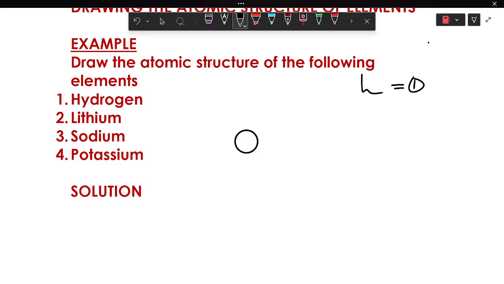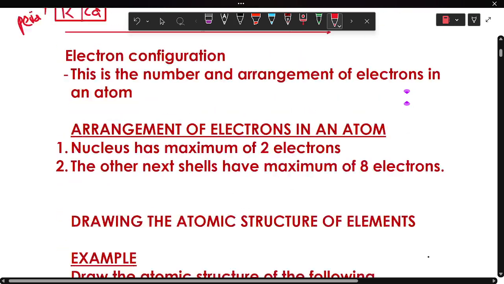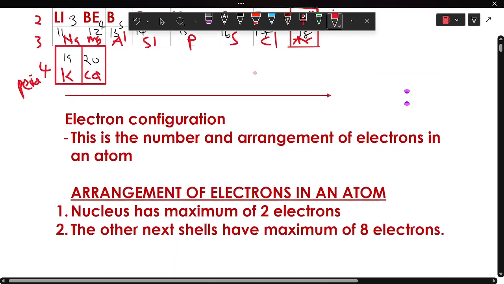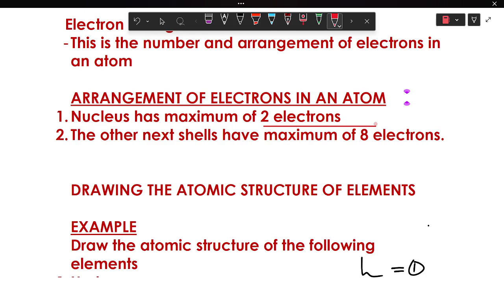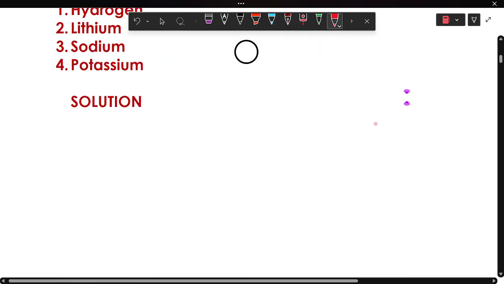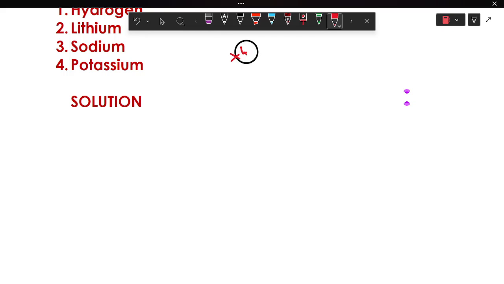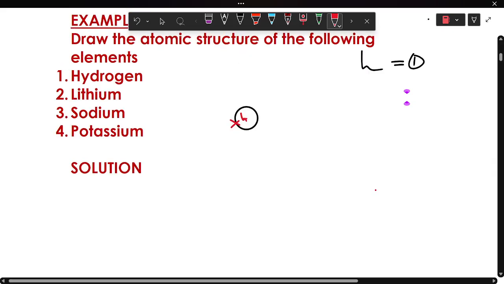Perfect. So we draw the nucleus, and for hydrogen we just have to put 1, right? So this is for hydrogen. That's perfect. So let's draw for sodium.